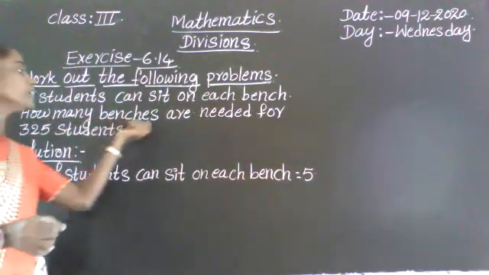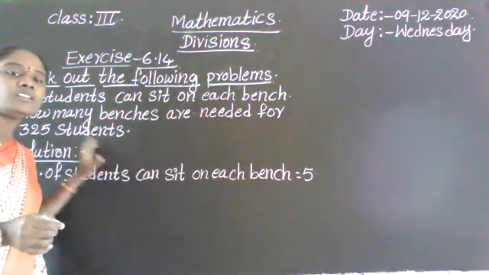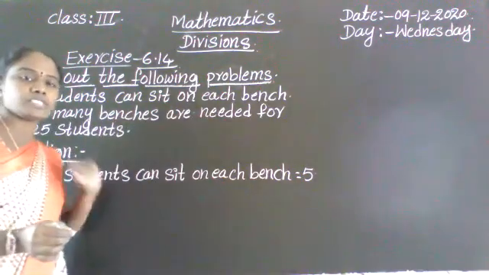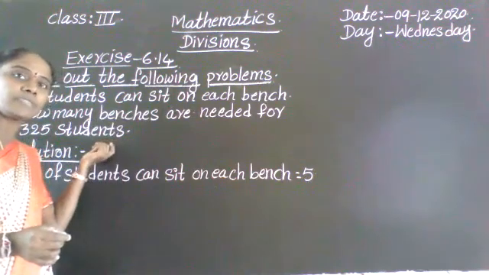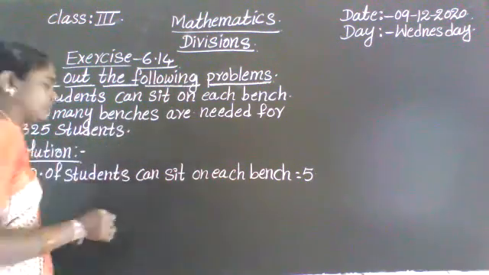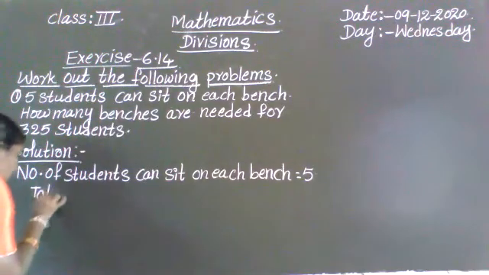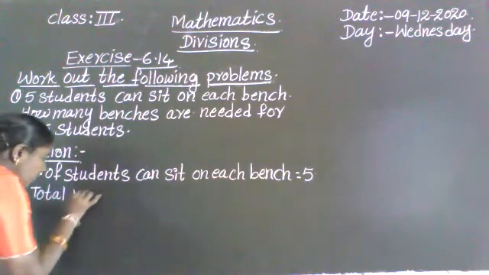Next, how many benches are needed for 325 students? First, total number of students. How many students are there here? 325 students. Total number of students. Second step is total number of students.